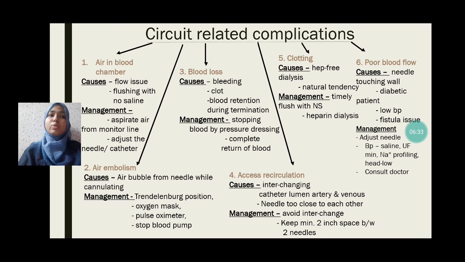Next is poor blood flow. It may be because of needles touching the wall. It may be in cases of diabetic patient, low BP or fistula issues. How will we manage? If the needle is touching the wall, then we have to adjust the needle. If the patient is having low BP, then saline should be administered. Patient's UF rate should be lowered.